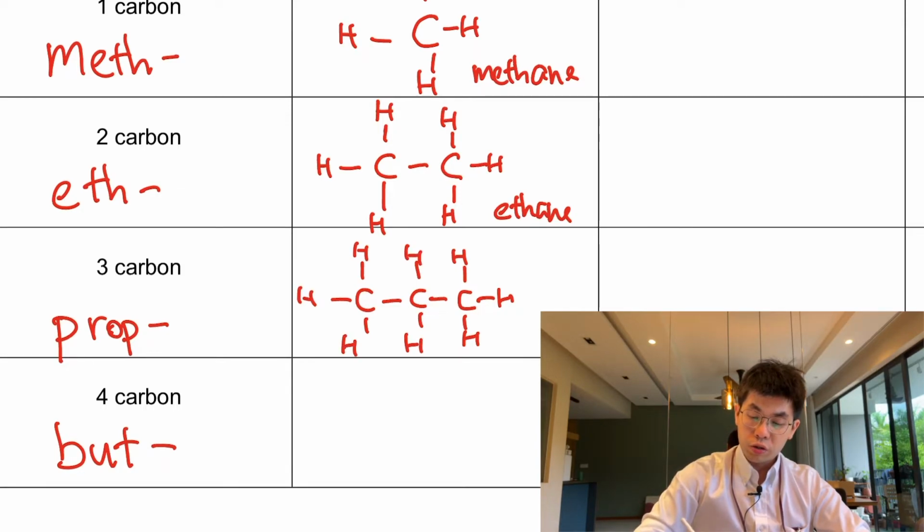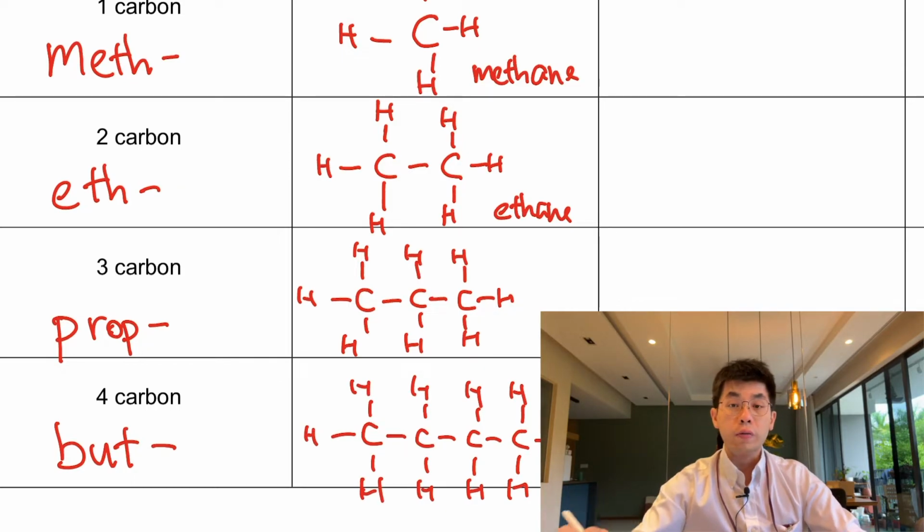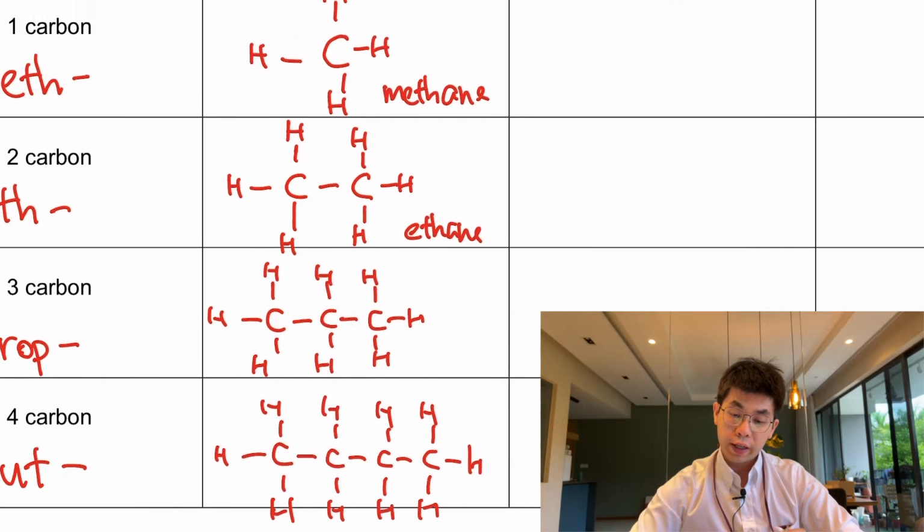And then butane, 4 carbons. 1, 2, 3, 4. Make sure every carbon have 4 bonds. And then draw in the H's. Okay, so it is that straightforward. Okay, now let's try alkenes.